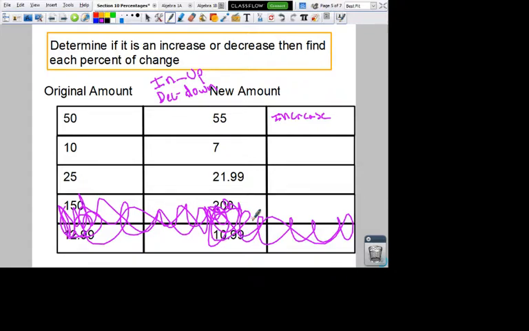Our formula for all of these is the absolute value of original minus new, divided by the original. So we're plugging our numbers into that formula, and we are finding the percent. We'll give it as a decimal, and then we'll change it into a percent.